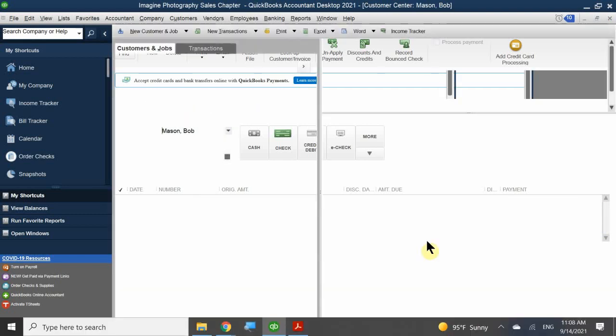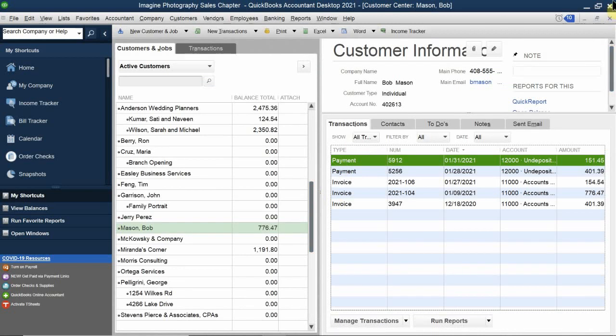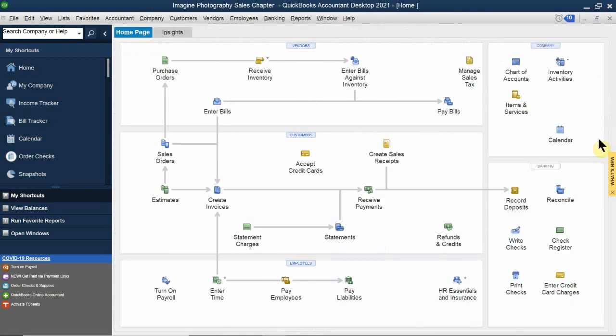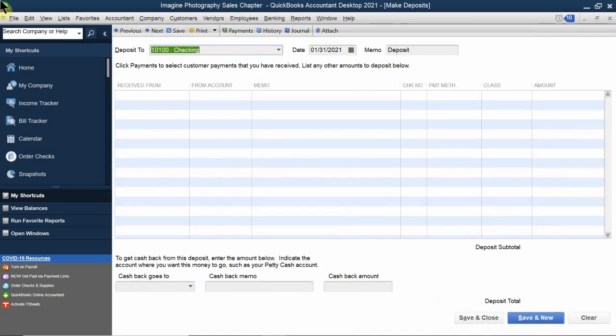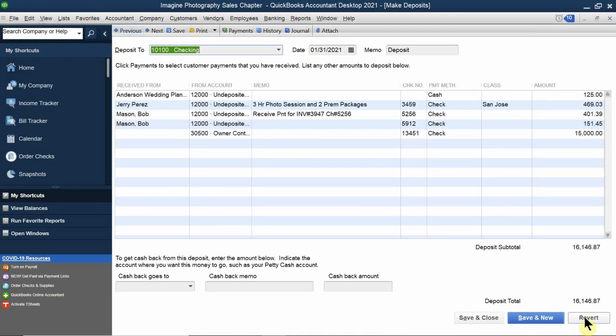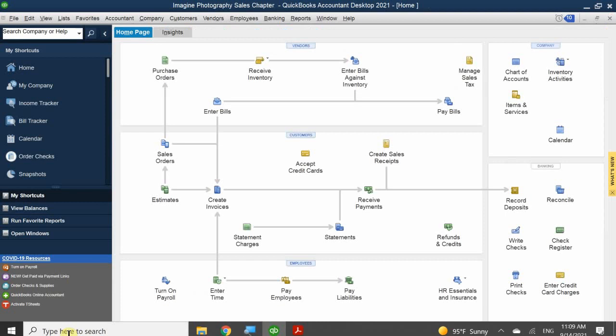But if you were to do that, you can always revert or undo the transaction, which once again, you want to be careful with, because if you're not a very strong person in accounting or QuickBooks, you may run into extra problems because you might do something that you might not be able to fix. So in this case, you can go to your make deposits, go back to that transaction by going to previous, and then go ahead and revert it. That will undo it. Oh, okay. Thank you. Any other questions?